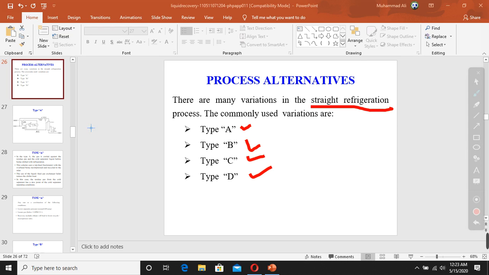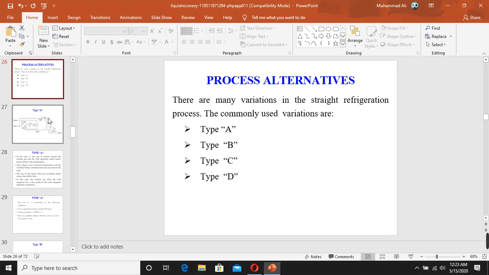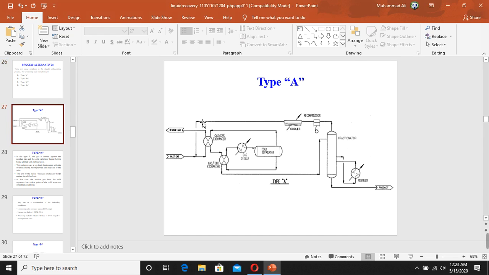Let's look at type A, the first one. Now, this is the straight refrigeration process, but in this process, as you see, we have two heat exchangers.